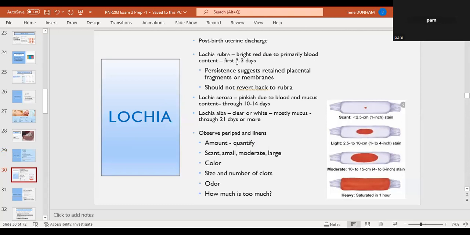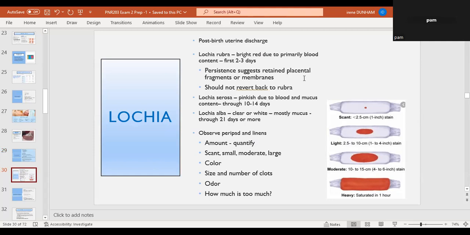Now, lochia rubra is bright red bleeding due to primary blood in the first 2 to 3 days. So again, remember I told you it's all according to what book, but there it is, 2 to 3 days. That's why I always go by that. And then its persistence suggests retained placenta fragments. That means if you still have a lot of this lochia rubra, she may have placenta fragments. We talked about that. So you have to call the doctor and let them know that she keeps bleeding.